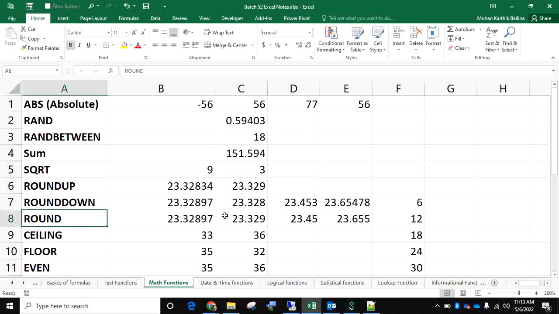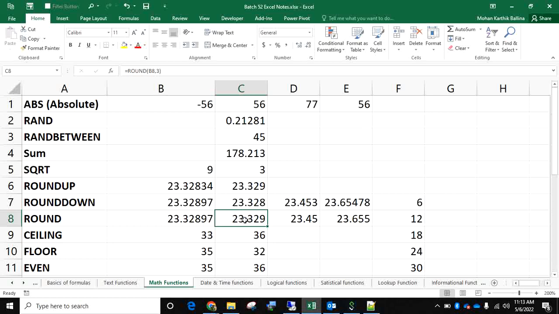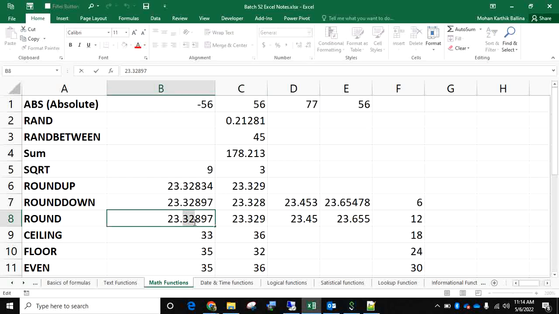So this ROUND function is used to round the values. It will decide, for example, I want to see three digits after the decimal. Suppose the number is 23.328, and the fourth digit is greater than 5, it rounds up to 90. If it is less than 5, then 80. So for example, now I'm changing the digit to a 4, then the answer is 23.328.